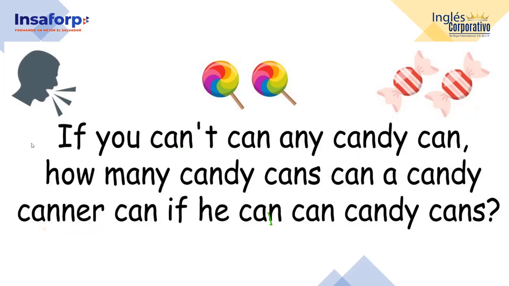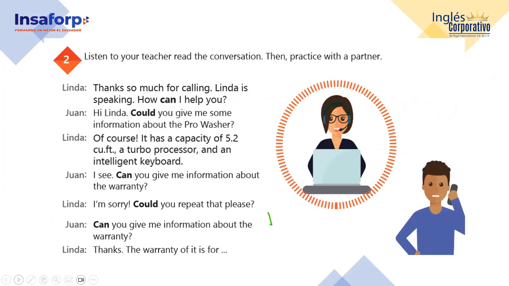Okay, guys. Now that we have practiced with this modal auxiliary again, because remember that we have already practiced with can as a possibility, right? And also with ability. We have this conversation in your book. And in this conversation, you will find two modal auxiliaries. One of them is can. I'm going to read it, and then you are going to practice pronunciation.